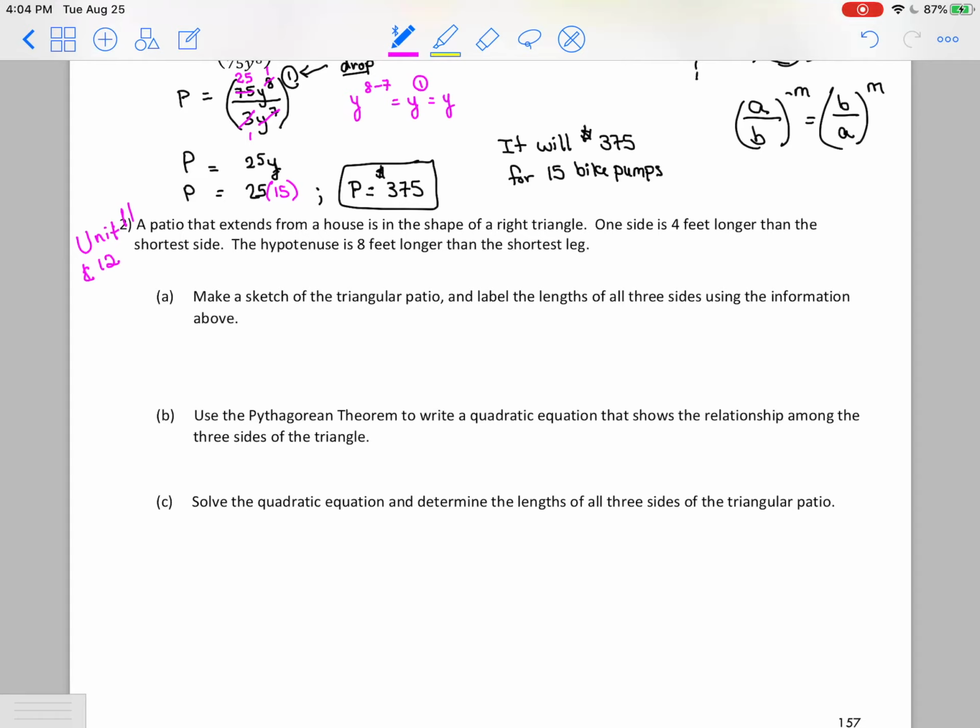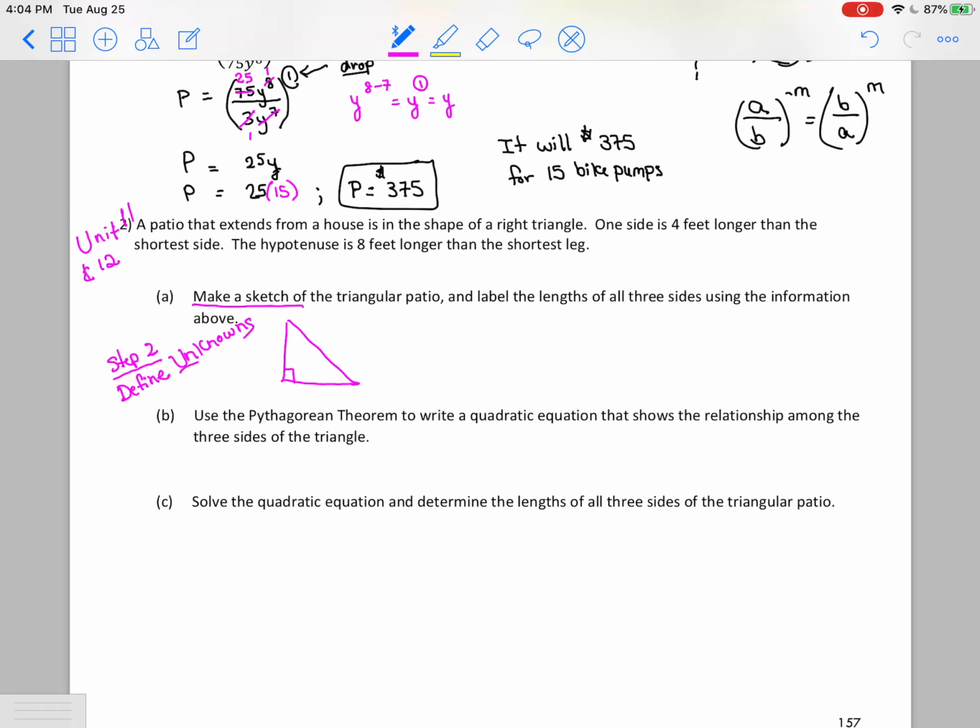All right, so this patio is in the shape of a right triangle. In A, it asks us to make a sketch of the triangular patio and label the lengths of all 3 sides using the information above. All right, so let's do that. Let's start out with sketching a right triangle. And this is kind of like our step number 2, 1 or 2, depending on which problem-solving steps we're using. But this is where we're really getting into defining our unknowns.